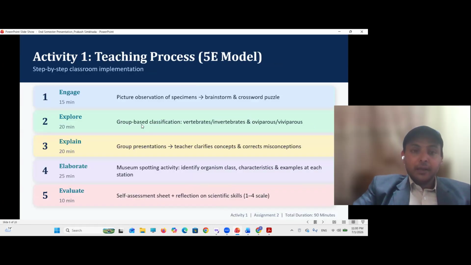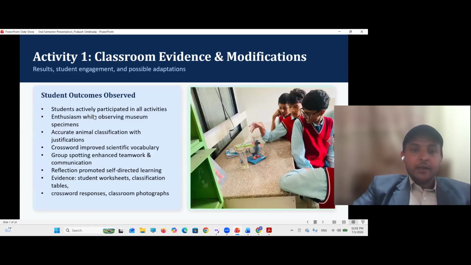And in this activity, I prepared the lesson plan based on the 5E model, the 5E approach that we call. First, we will observe the picture in the engage phase and in the explore phase, the group-based classification or other activities will be given. In the explain phase, the students will do the presentation and in the elaborate phase, they will do the spotting activity. And later on the evaluation. Here you can see the students observing the museum specimen I have mentioned here.